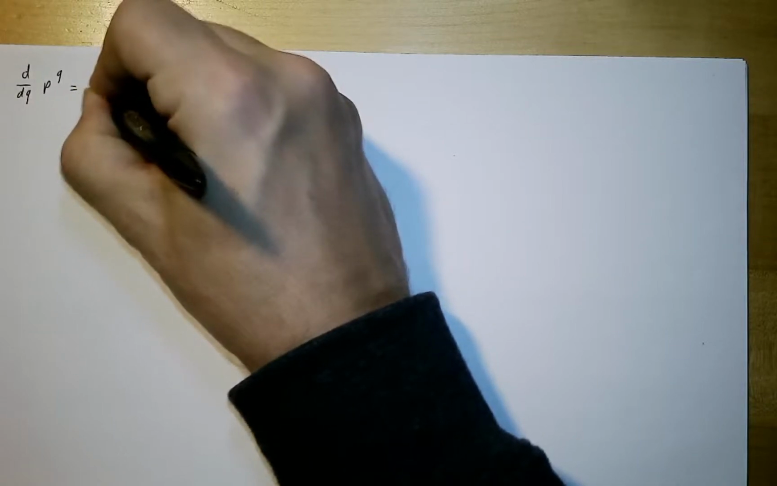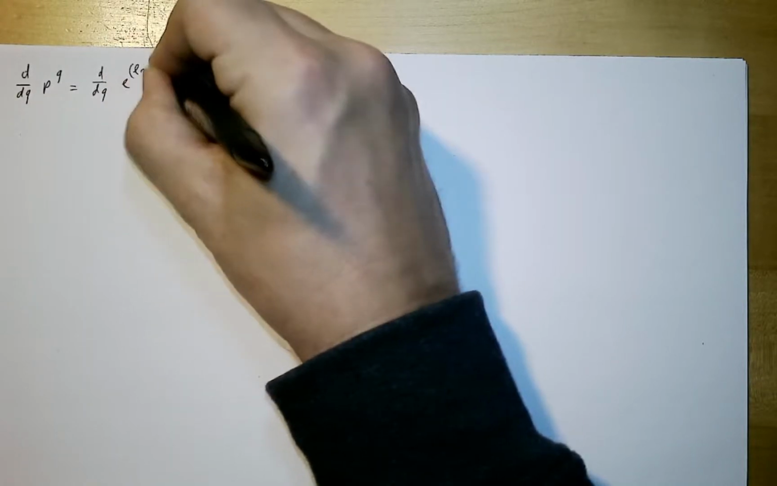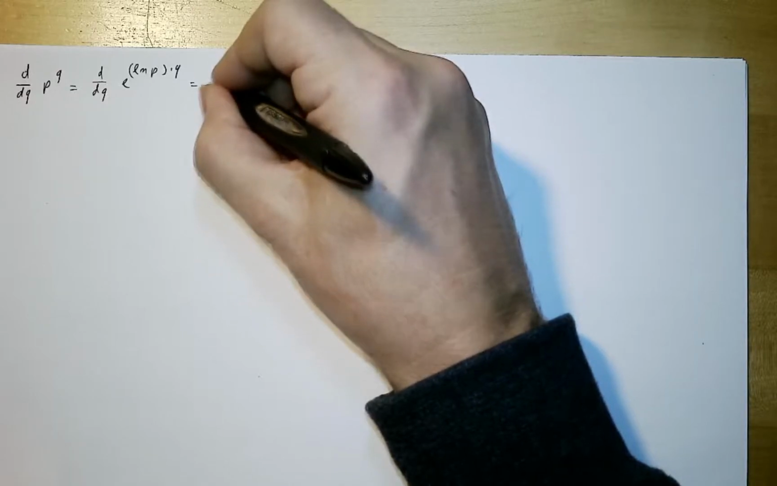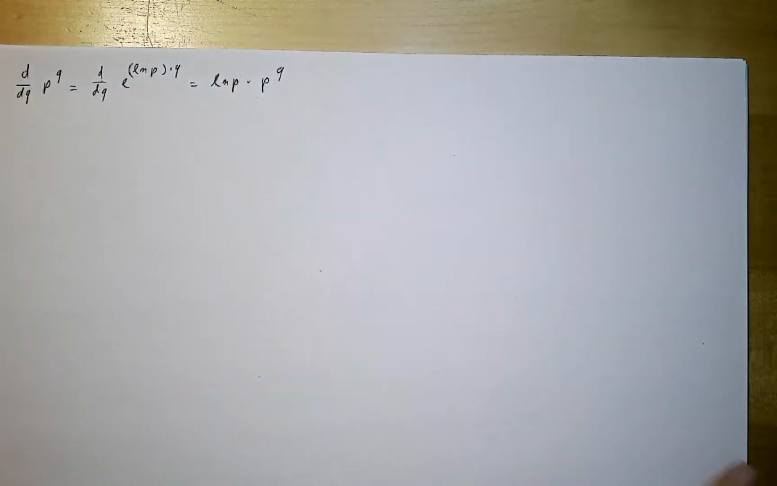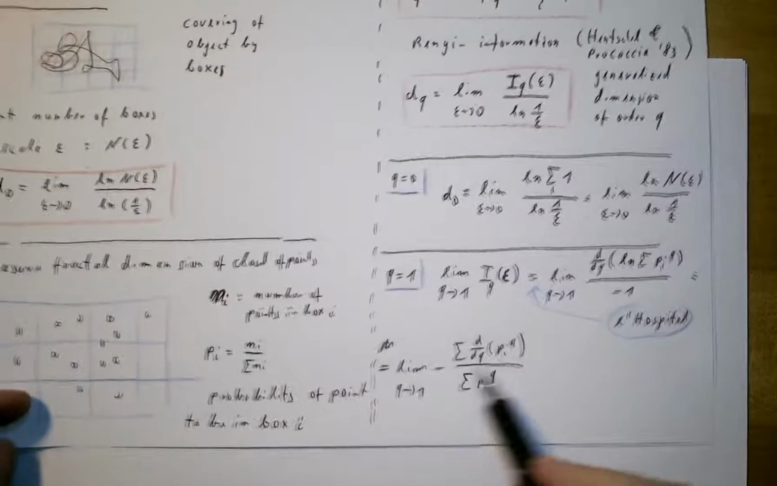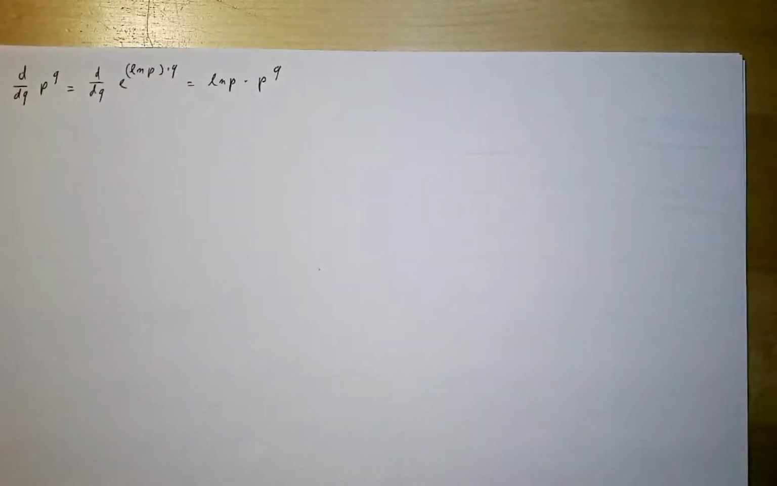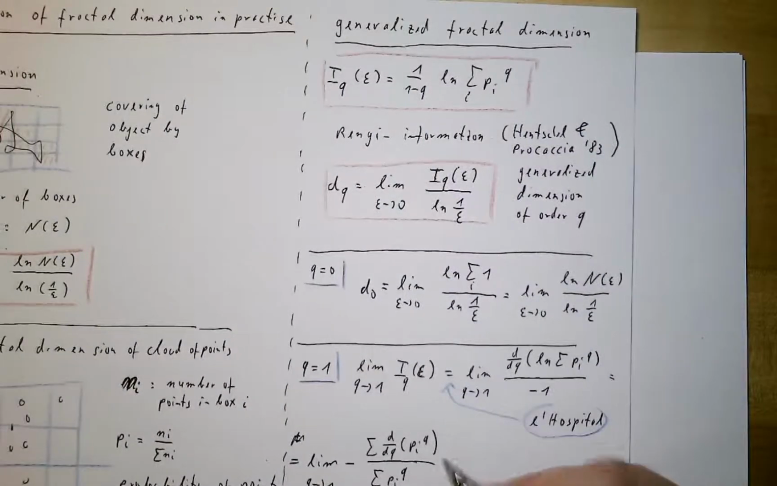So, side calculation: take the derivative d to dq of p to power q, and we do this by rewriting this p to q as e to ln p times q. Now we can take the derivative with respect to q, so this is ln p times p to q, and this is what we needed here. And now we can continue our calculation of this limes.